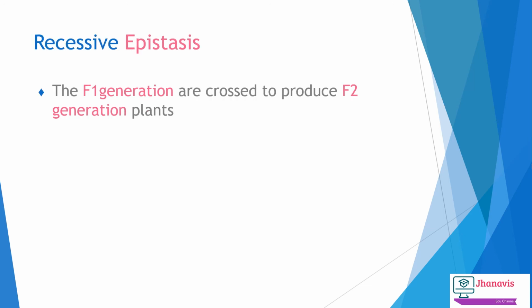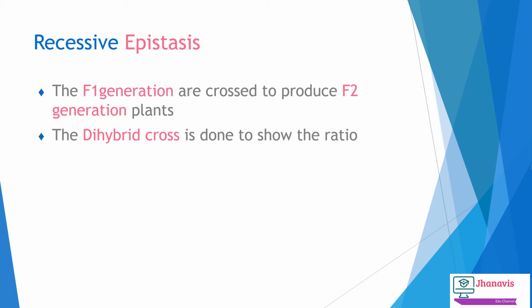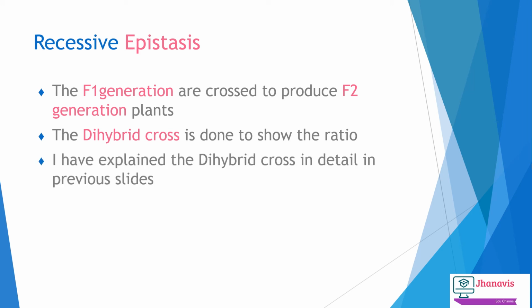Now we will start with an F2 generation, but I have already explained the dihybrid cross before, so you can go through the dihybrid cross and you can check this with a recessive epistasis also. The same is done with the recessive epistasis and you will get the phenotypic ratio as 9:3:4. Just try it once and you will get the phenotypic ratio.